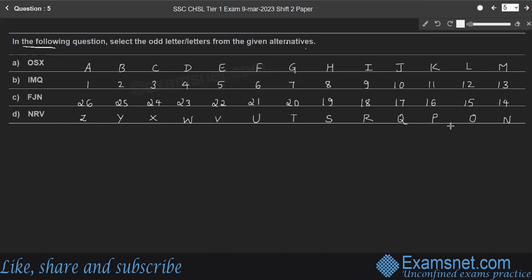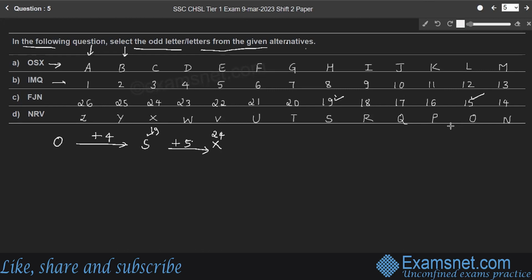Question 5. In the following question, select the odd letter or letters from the given alternatives. The positional value of each alphabet is written here. Let us consider the first letter cluster, OSX. Here the positional value of O is 15. 15 plus a number is S. S is 19. Therefore, we can write O plus 4 as S. X is 24 and S is 19. Therefore, we can write S plus 5 as X.